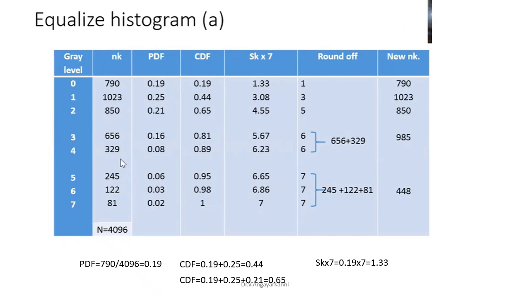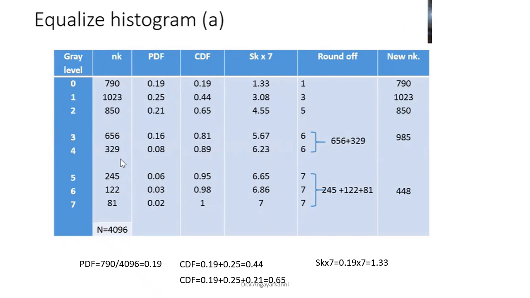First we write all the values as n, the number of values. Then the probability density function, then the cumulative probability, then SK times 7, that is L minus 1. L is 8, so 7 is multiplied with the SK value, and then we round off in the next step.